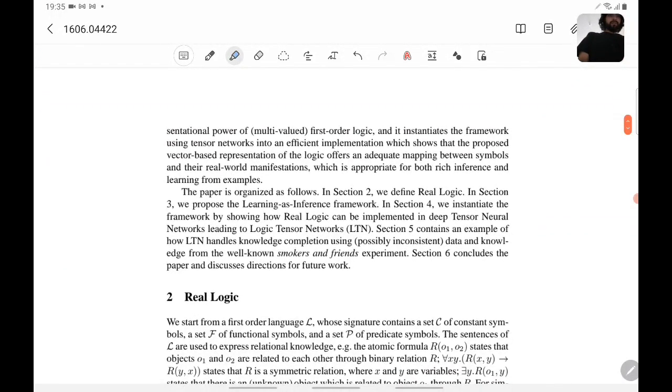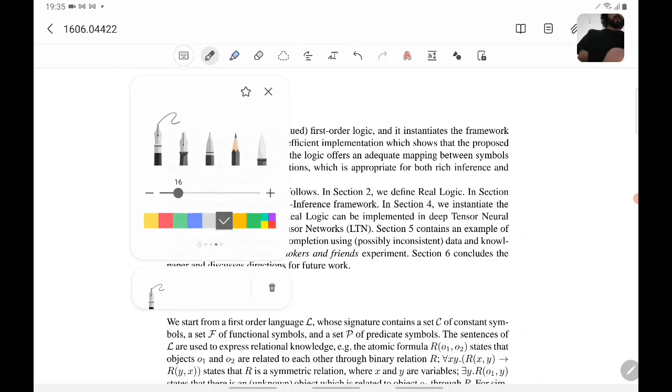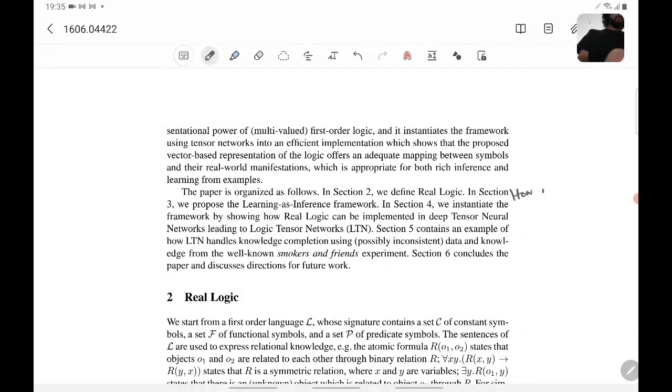So moving on, this basically says how it's structured.